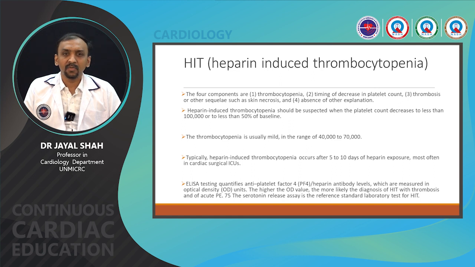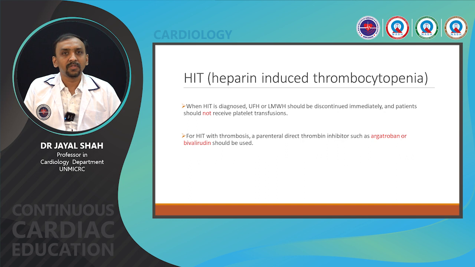And ELISA testing quantifies the anti-platelet factor 4 heparin antibody levels, which are measured in OD units, and the higher the OD value, the more likely the diagnosis of HIT with thrombosis and of acute PE. The serotonin release assay is also the reference standard laboratory test for HIT. So when HIT is diagnosed, the unfractionated heparin or LMWH should be discontinued immediately, and the patient should not receive any platelet transfusions, and a parenteral direct thrombin inhibitor such as argatroban or bivalirudin should be used.